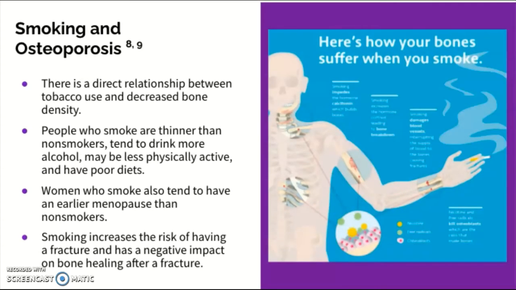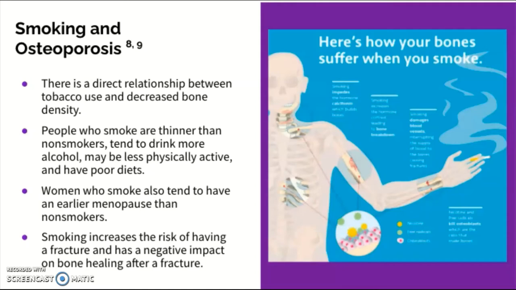Cigarette smoking was first identified as a risk factor for osteoporosis decades ago. Studies have shown a direct relationship between tobacco use and decreased bone density. Analyzing the impact of cigarette smoking on bone health is complicated. It is hard to determine whether a decrease in bone density is due to smoking itself or to other risk factors common among people who smoke.